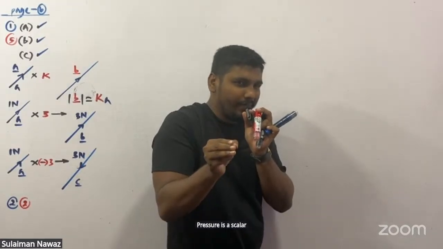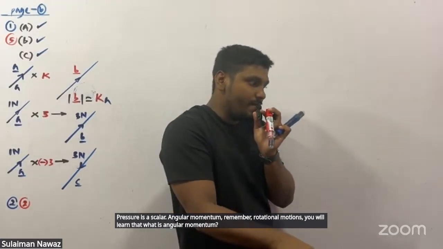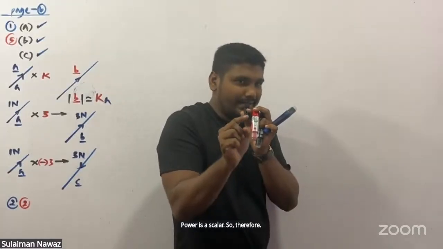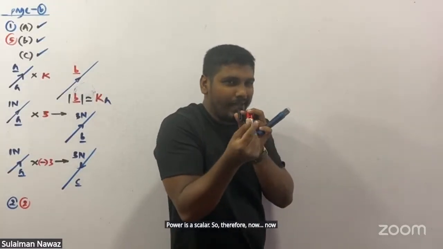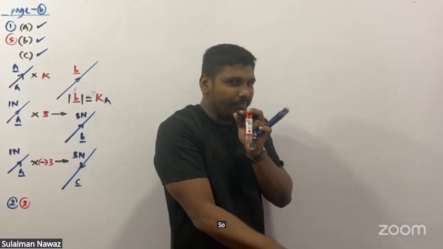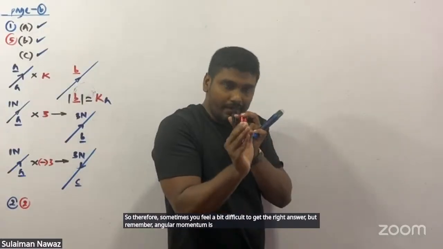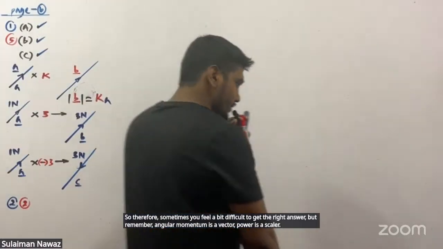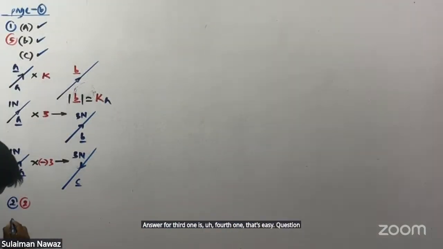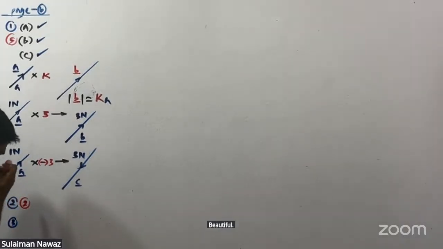Angular momentum: in rotational motion you will learn what angular momentum is. Remember, angular momentum is a vector. Power is a scalar. Now you might feel that you have no idea what angular momentum is, so sometimes you feel it's a bit difficult to get the right answer. But remember, angular momentum is a vector, power is a scalar. The answer for the third one is the fourth option. That's easy. Question number 3, the answer is going to be 4.